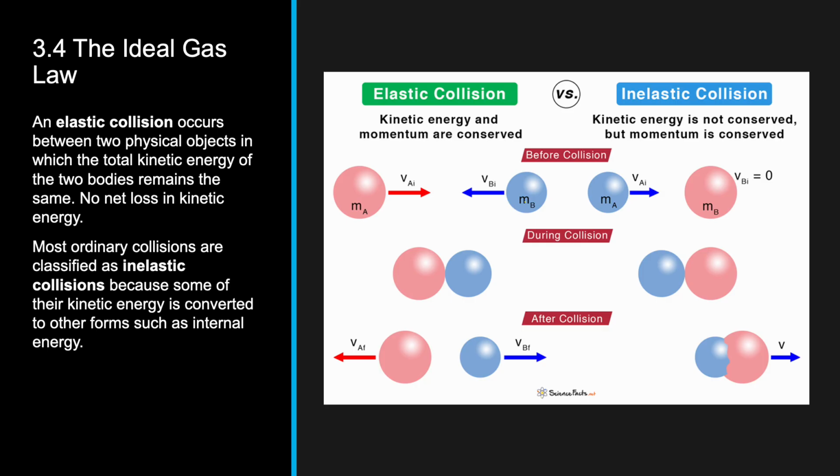In gases, we assume collisions are elastic. That means when gas particles collide with each other or the walls of the container, no kinetic energy is lost. And that means energy and momentum are going to be fully conserved. In reality, most collisions in nature are inelastic, where some kinetic energy is converted into other forms like heat. But for the ideal gas law and kinetic molecular theory, we treat collisions as perfectly elastic, so calculations stay accurate.